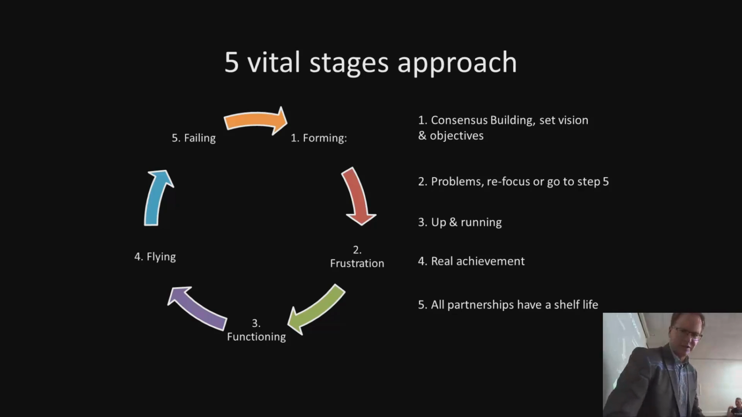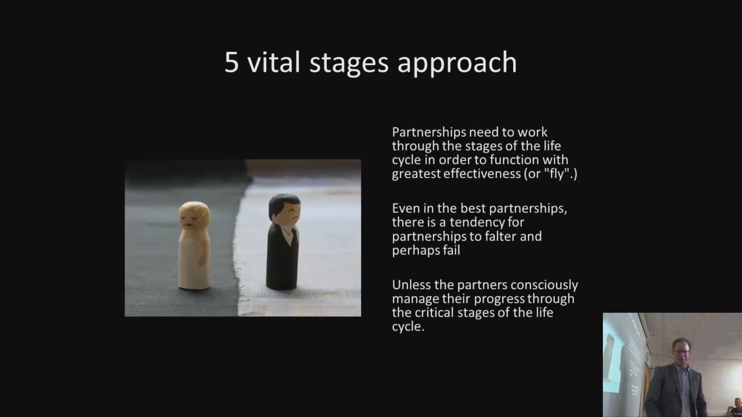It's another stages model. Then with this you have this where the partnerships need to work through the stages of the life cycle in order to function with the greatest effectiveness. So when you're at the flight stage, then they can only fail. In other words, because you're on a high, everything that doesn't contribute to that acceleration is perceived as failure. So even in the best partnerships, there's always a tendency for partnerships to falter and partnerships fail. But the key element is really being aware of that, and then counter-producing again the elements so you are in the performance and fly stage.